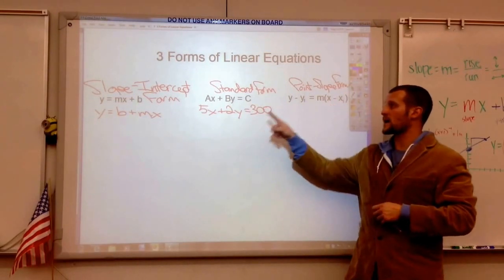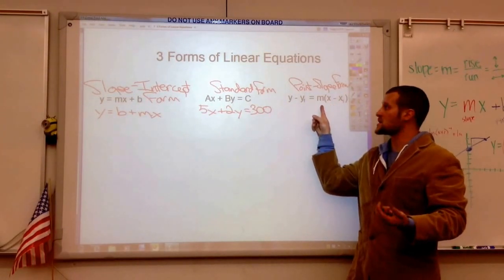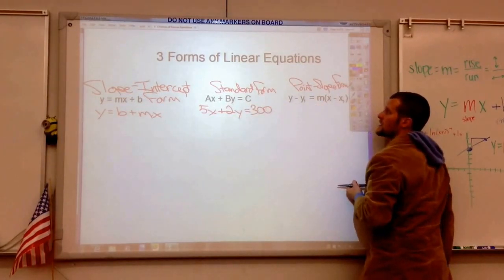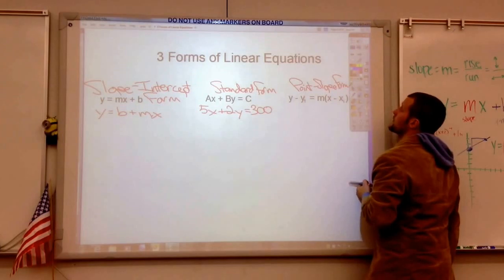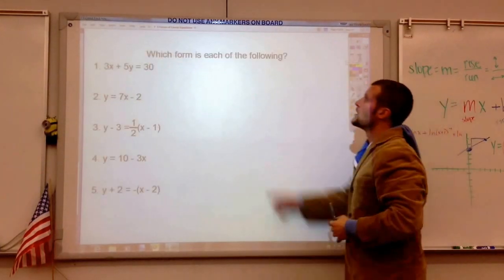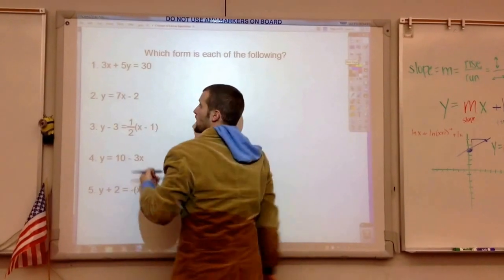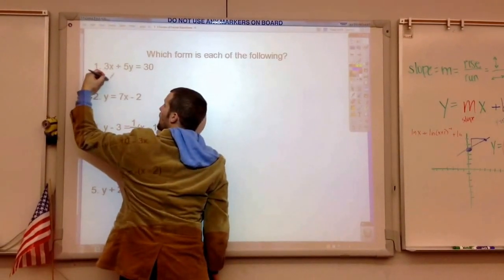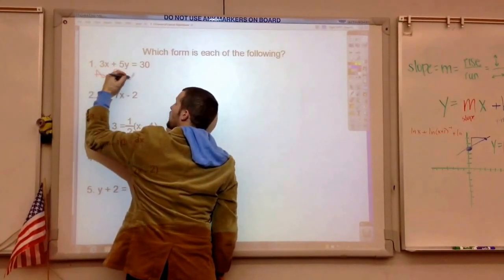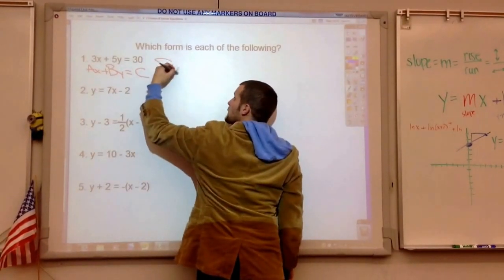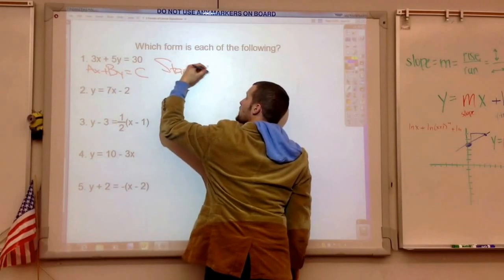First, we're just going to recognize which equations look like which form. So, if you have these copied down, look at them on our next page. Which form is each of the following? So, looking here, I can recognize this looks like ax plus by equals c. Therefore, it is standard form.